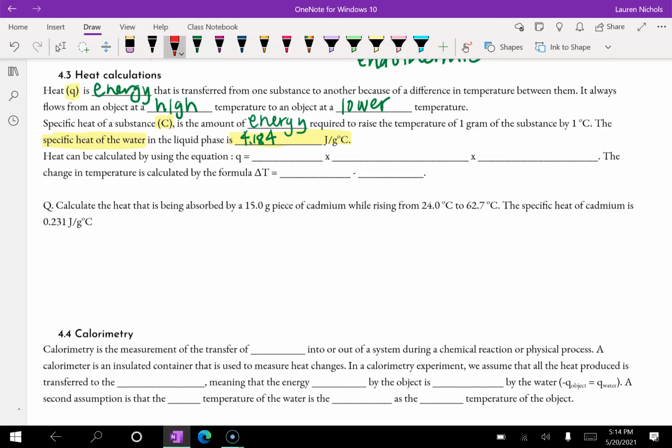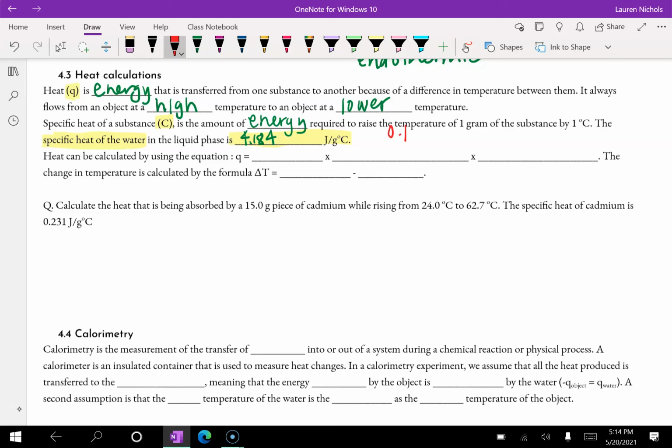And the fact that its number is so high compared to other substances is why it takes water a really long time to heat up compared to other things. So for example, most metals have a specific heat of about 0.1, and so compared to 4.1, that's almost 40 times more energy to increase water by 1 degree than compared to most metals.